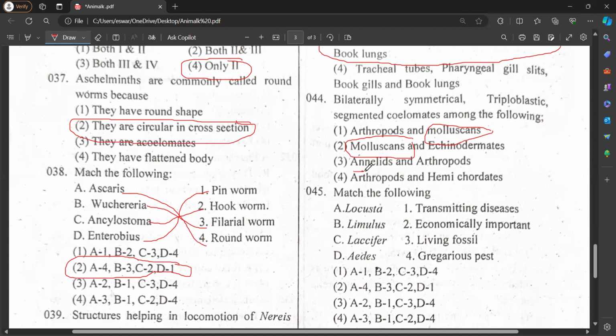Then Annelida and Arthropoda. Yes, we can consider what here? Annelida and Arthropoda. Bilaterally symmetrical, triploblastic, segmented, and coelomate among the following. So the option is the third option, Annelida and Arthropoda.